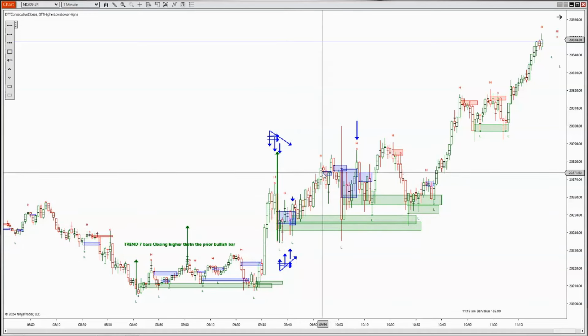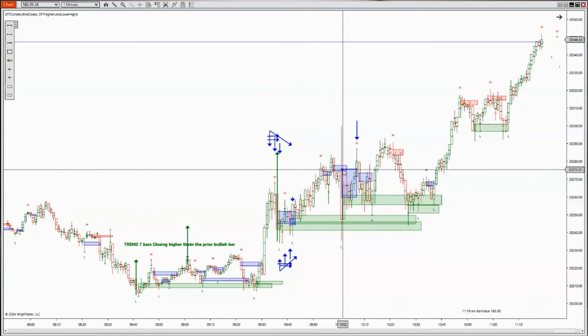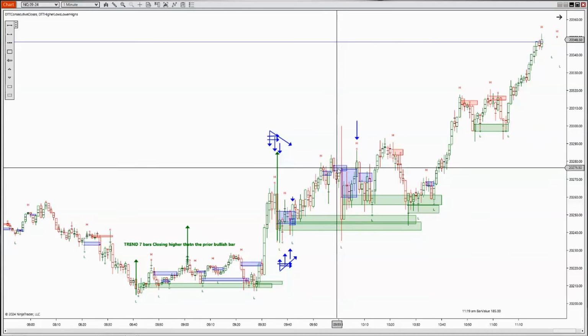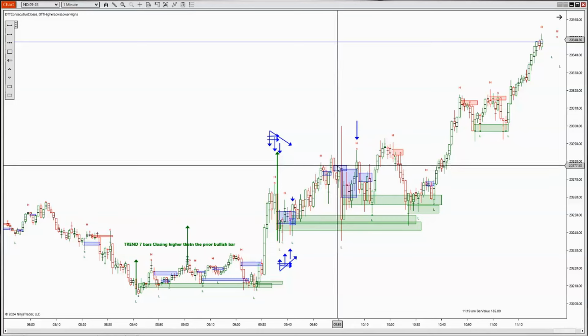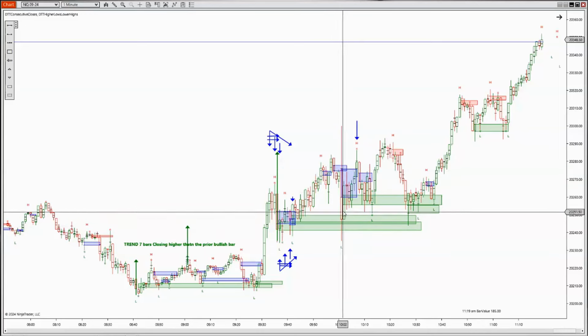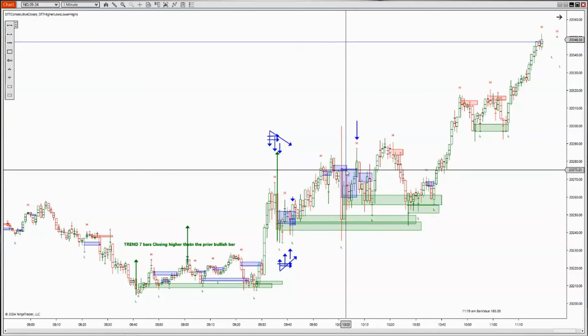Climb right through that high. Not offering you anything on this short. Now here's that thing again. They pushed through the high, but they didn't close above that threshold. Okay, so that's not fun. Pushed down, came up right back up here.